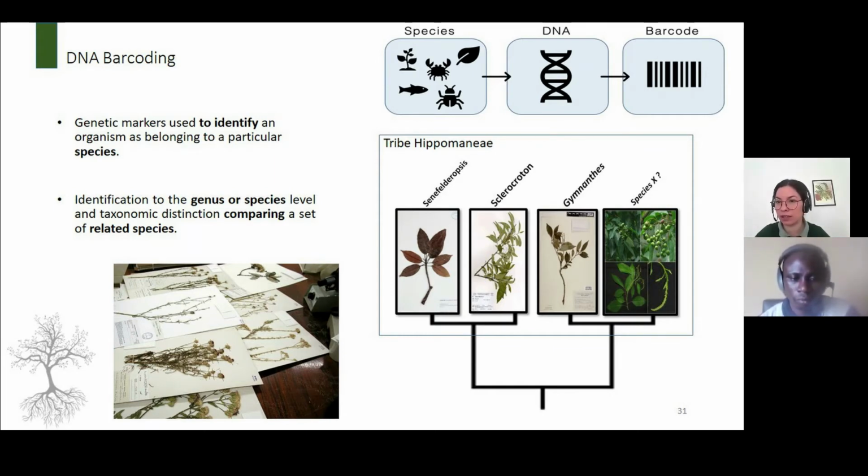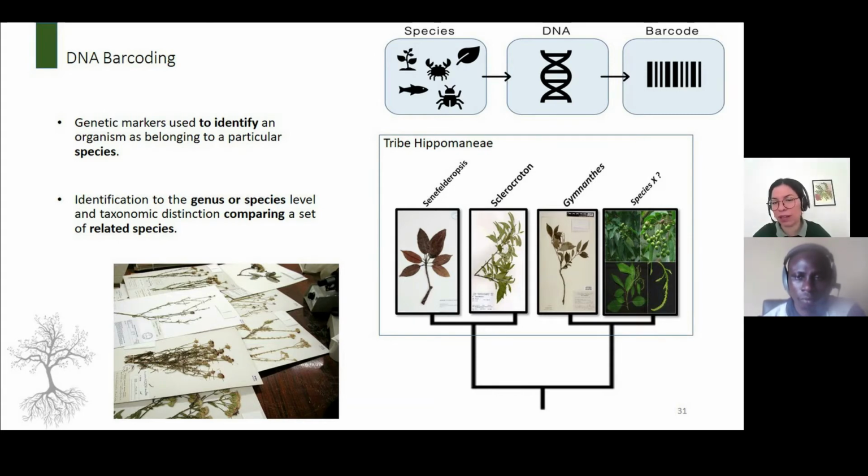However, using the DNA barcoding, it can narrow down. Maybe, for example, this is a species that you don't know the identification of. You already know that it belongs to the same tribe, and it's very closely related to these genera. So the expert that's identifying the plants can look only at those genera that are very closely related to this one, since they group close together.